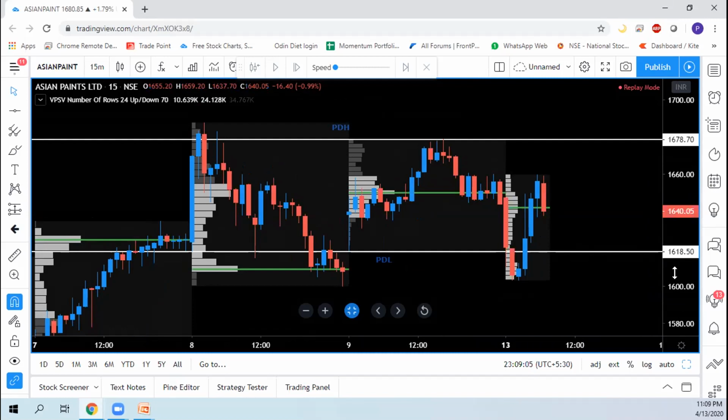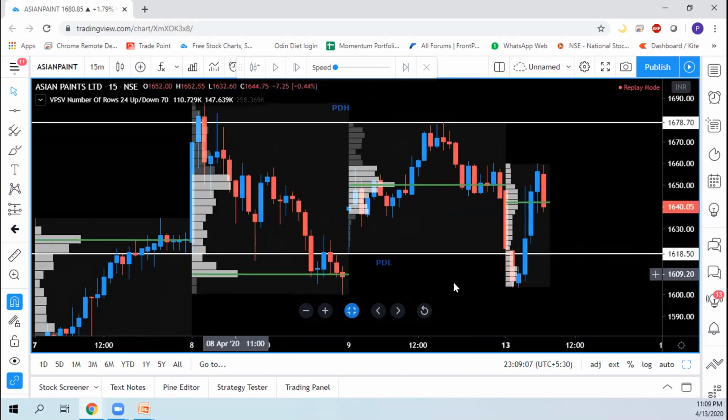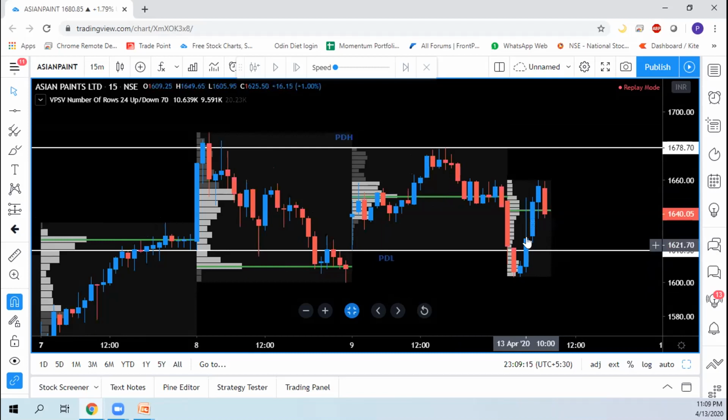So when I see this point of control migration, I already know that high volume node support was there, it's trading inside the 3-day range, everything is okay. Now, added to that confirmation, I see the point of control is coming inside and going higher. So I'll place my bet very close to the point of control, somewhere around 1640. I'd like to get into this stock at around 1640 on a long position. So that's my idea.